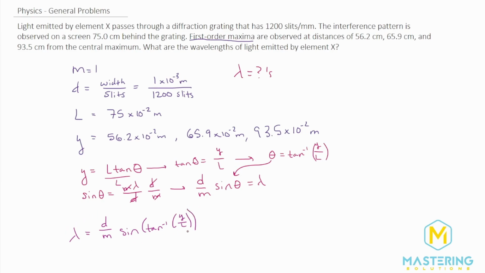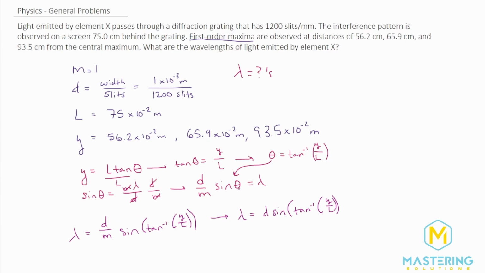Now, this is the full equation. You could simplify it even one step more if you want, because all of the m's are 1. So you could also write it like this: d times sine of inverse tangent of y over L. This is just because m equals 1. If we had other maxima that weren't 1, then we would use the full equation. So don't let this step confuse you.